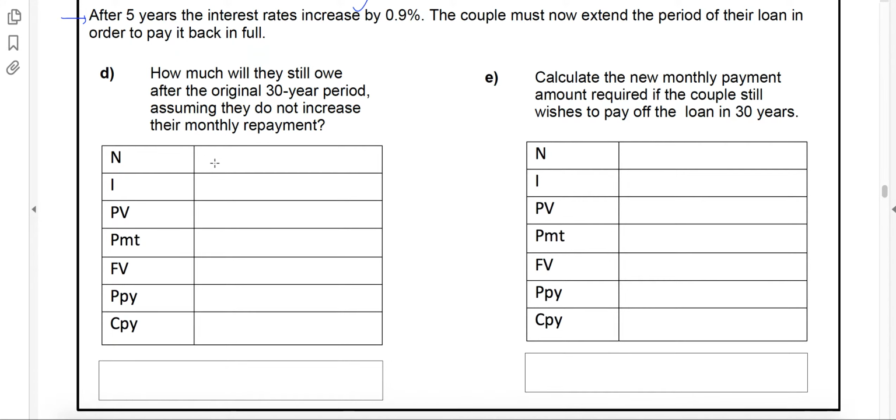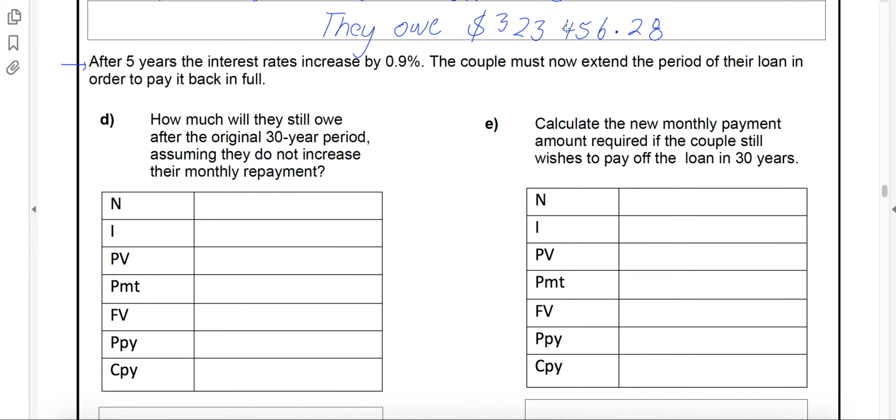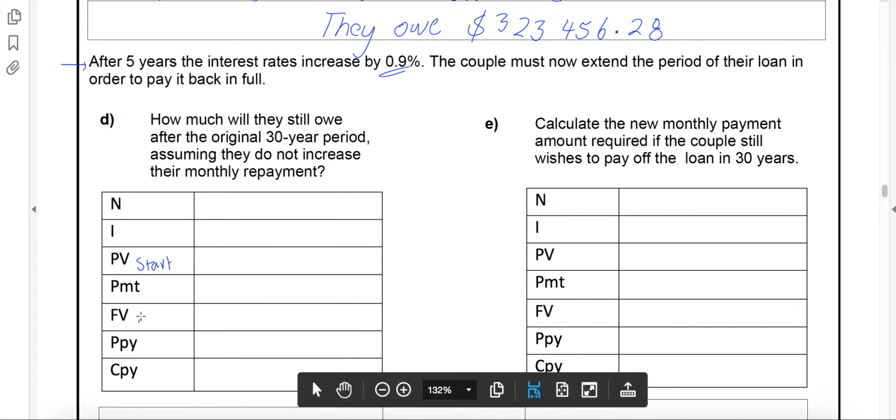Okay, so now, if you have a look, we actually have found already how much was owing after those 5 years. The trick with these sorts of questions is you have to imagine that the loan has sort of stopped. So when this change happens after 5 years, imagine there's a stop to the loan and you're going to start that loan again with the new rate. So what I mean by that is this bit that they owe, the $323,000, I'm going to put that as PV. Keep in mind we can call it this, the start and the end.